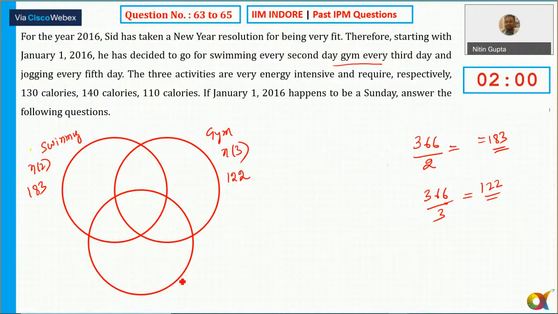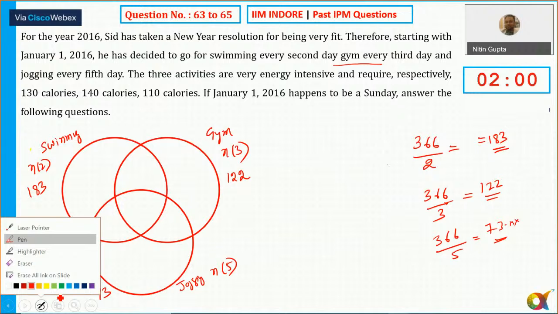And every fifth day, jogging. When I'm talking about jogging every fifth day, these are numbers which are multiples of 5. So out of 366 numbers, how many are multiples of 5? That is 73 numbers.